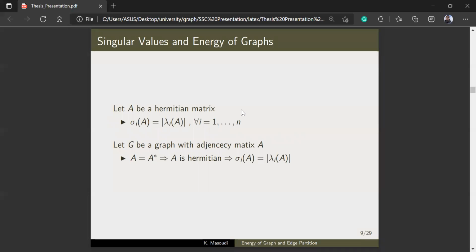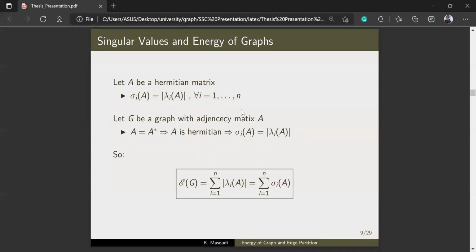If A is the adjacency matrix of G, it is symmetric, and all its entries are 0 or 1. So it's Hermitian. And so sigma_i(A) is equal to the absolute value of lambda_i(A). And so we can see that the energy of a graph is equal to the summation of its singular values.